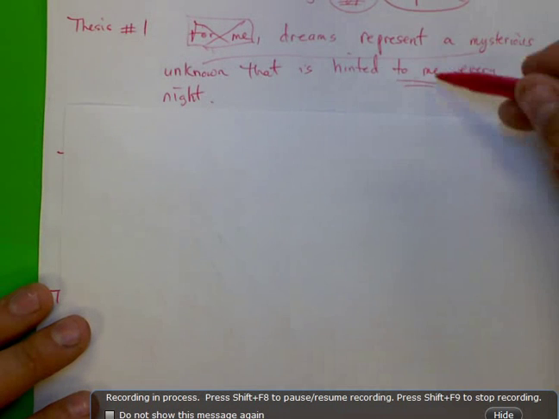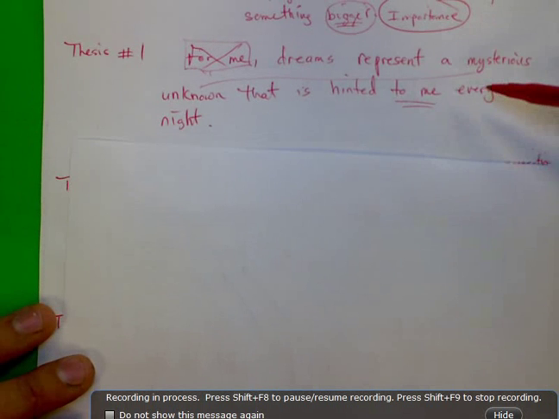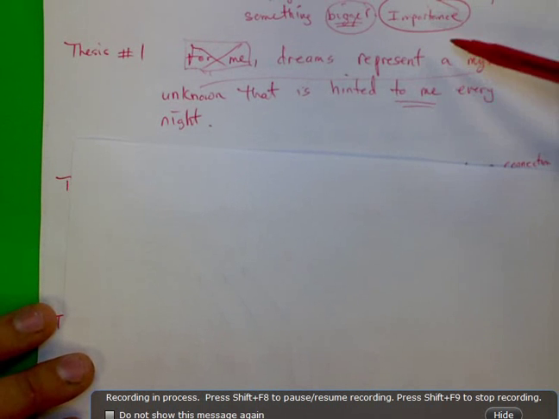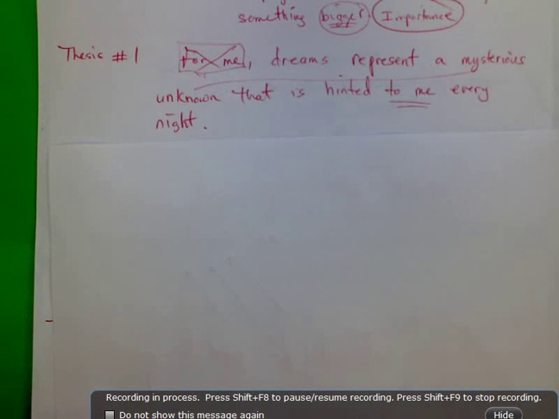And I've already said this twice, so that I don't like. But my big issue here is dreams represent. At first, I really liked represent. But a mysterious unknown? Boy, is that vague. Meaning, it's kind of open for interpretation. I have no idea what that means, and my reader's not going to know what that means.